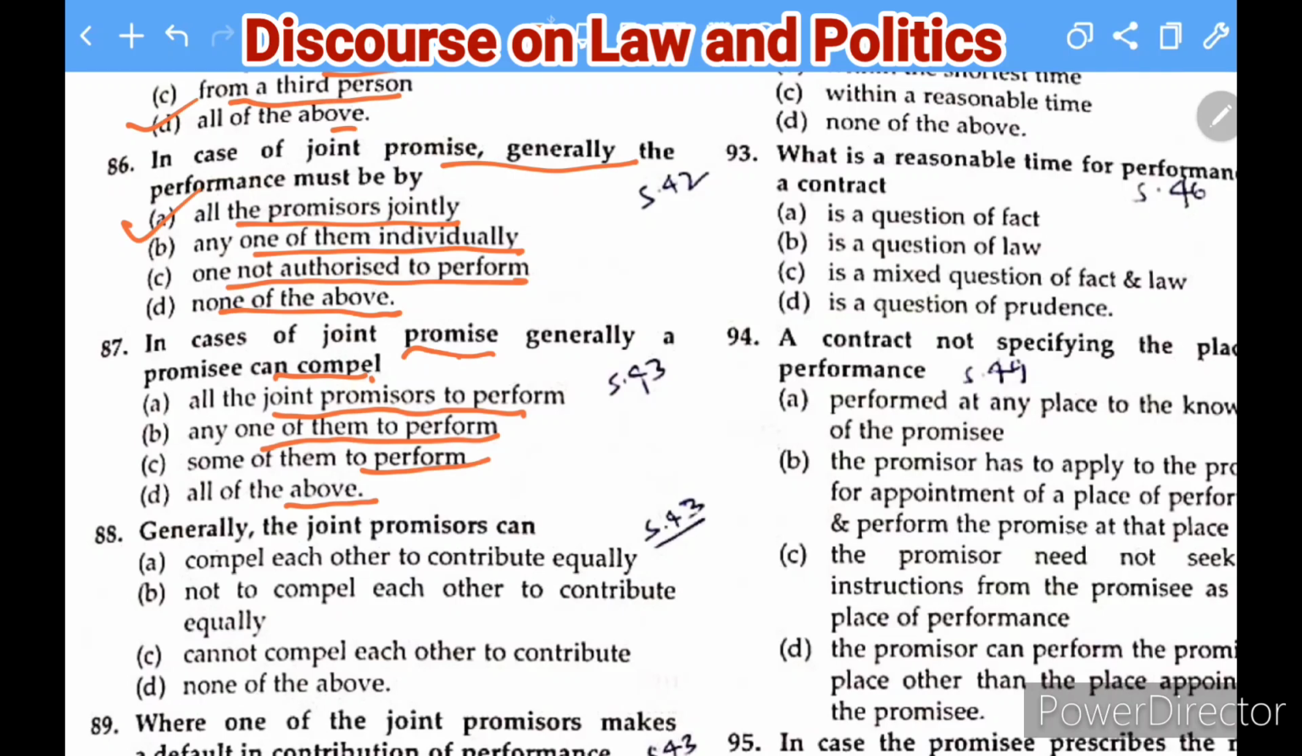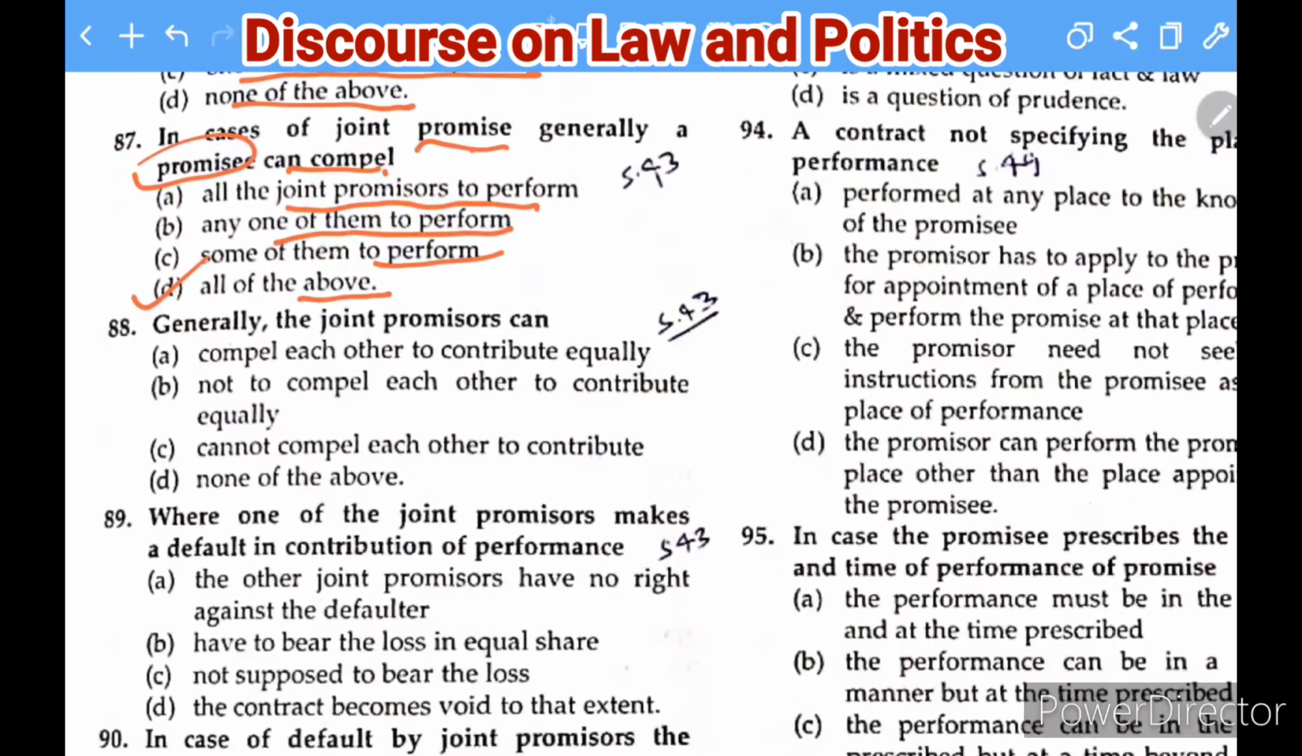So what you find is that in this case it is about the promisee. So the promisee can do all these things by any one of these ways. So all of the above is correct. Generally the joint promisers can compel each other to contribute equally, not compel each other to contribute equally, cannot compel each other to contribute, none of the above.